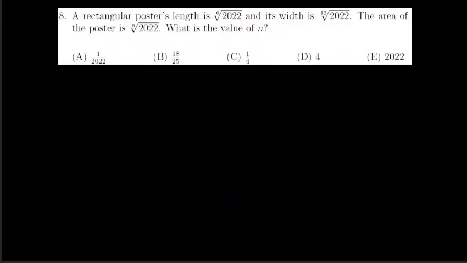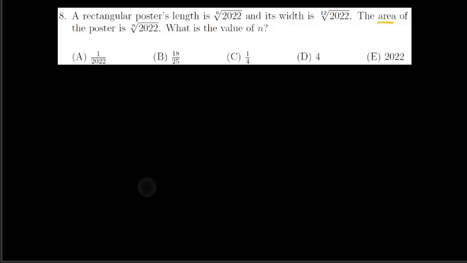Question 8. A rectangular poster's length is the 6th root of 2022, and its width is the 12th root of 2022. The area of the poster is the nth root of 2022. What is the value of n? So what are we dealing with? We're dealing with area, right?